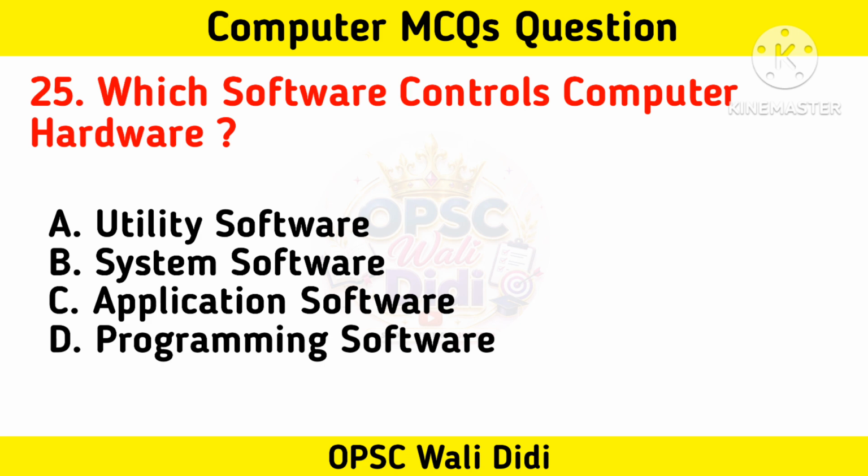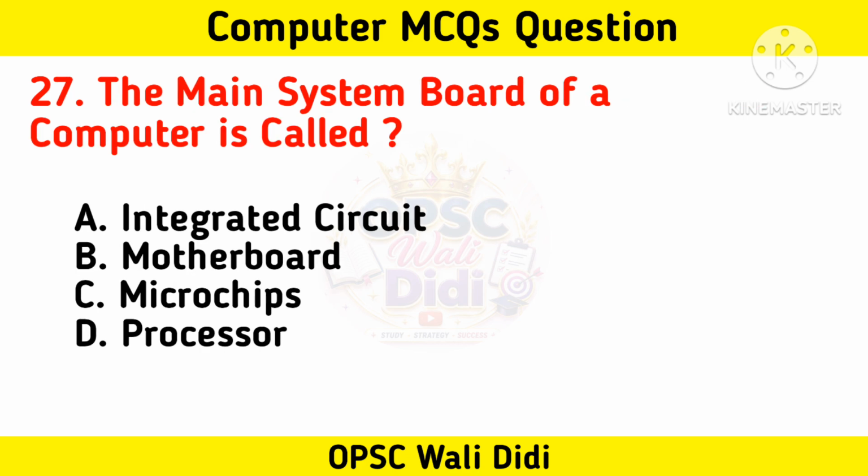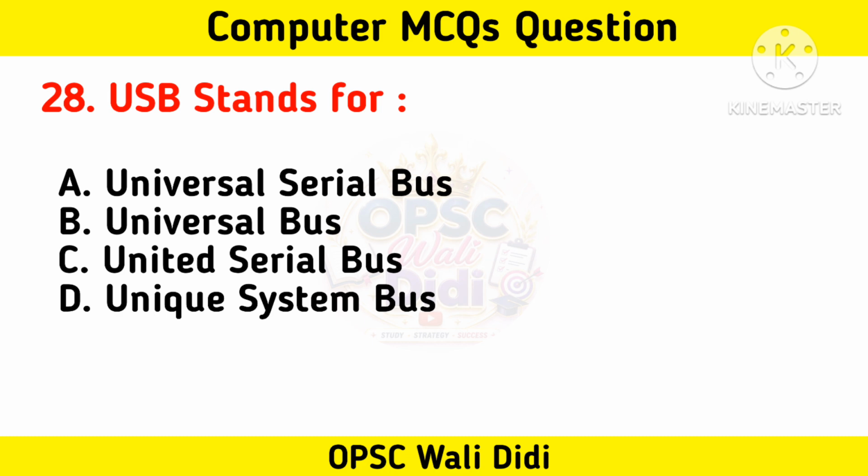Which software controls computer hardware? The correct answer is system software. Which shortcut key is used to paste text? The correct answer is Ctrl plus V. The main system board of a computer is called. The correct answer is motherboard. USB stands for. The correct answer is Universal Serial Bus.